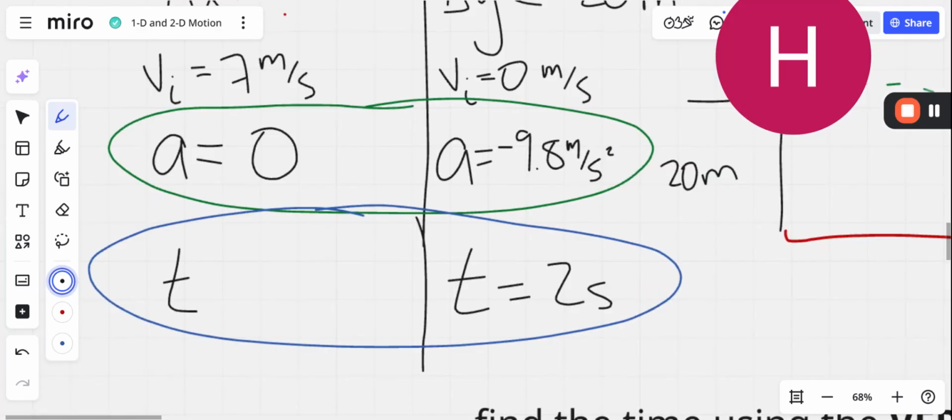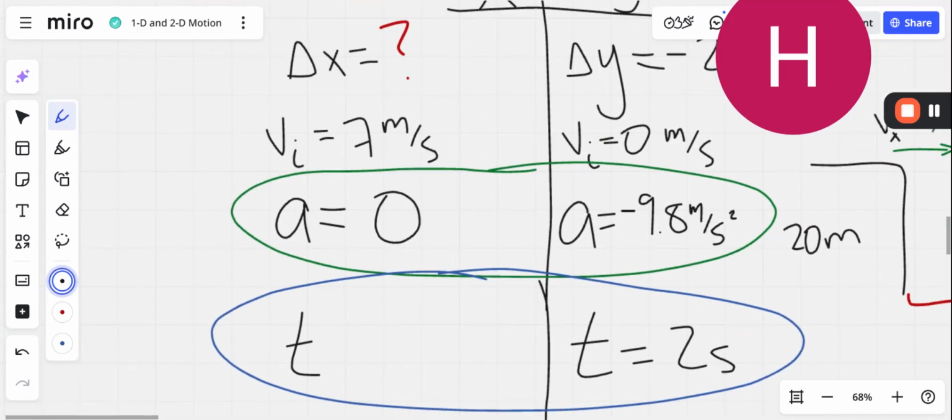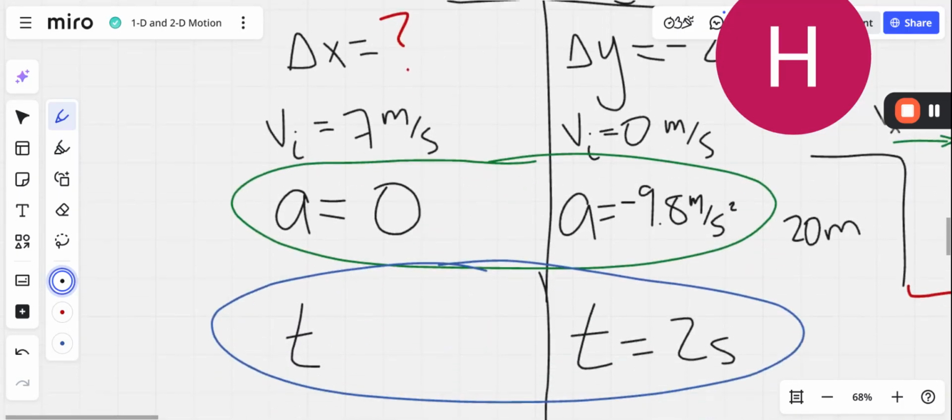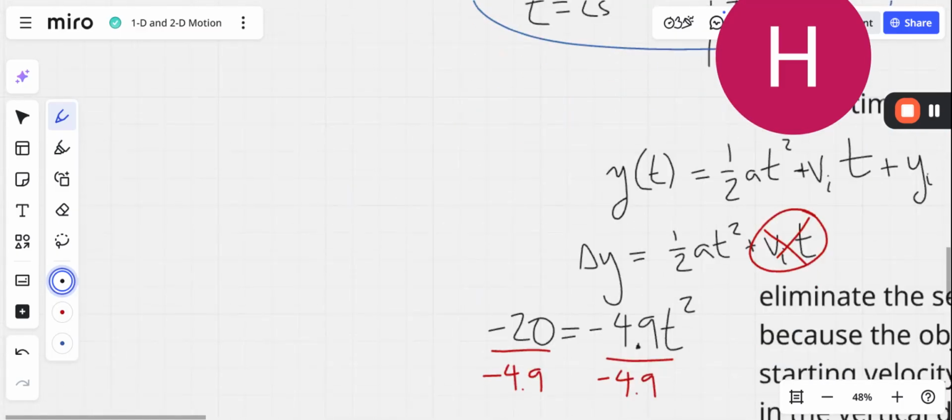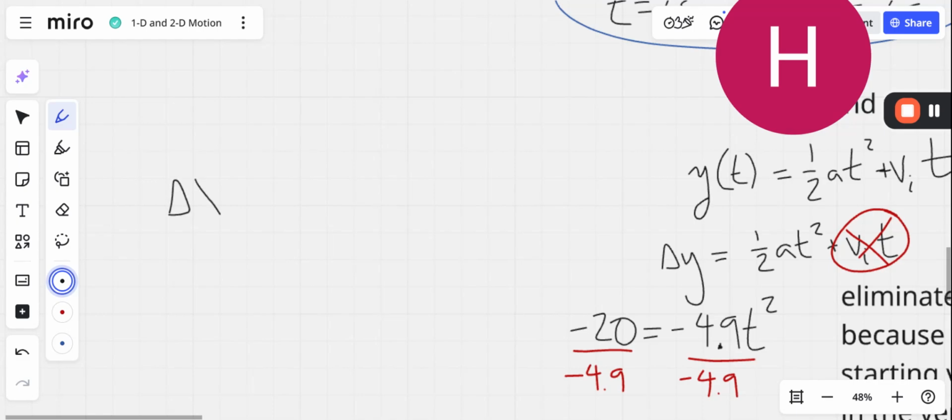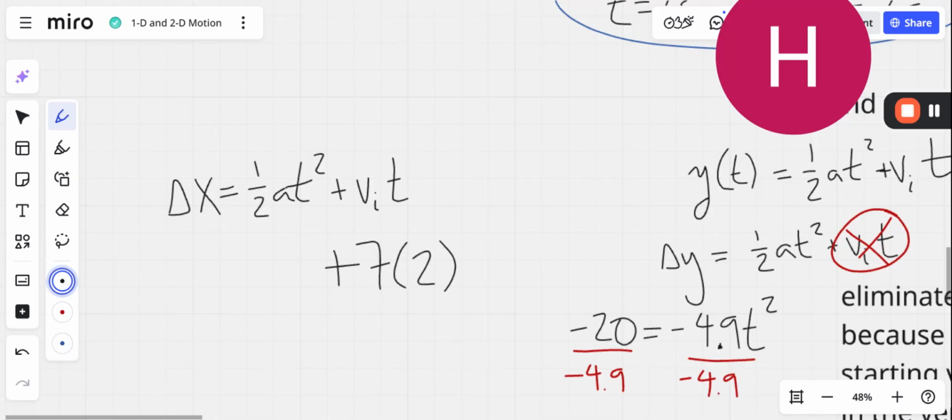Here's how we use the glue. Since it takes 2 seconds to fall, I get to go on the other side, the horizontal side of things, and I get to plug that 2 seconds in. Then I can ask myself, how far did it go? Well, we're going to use a very similar equation. Delta x equals 1/2 at squared plus the initial velocity times t. The difference is that the initial velocity here does not drop out because we have an initial velocity of 7 and we have the time of 2.